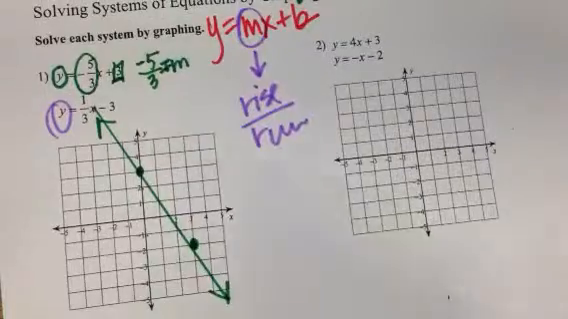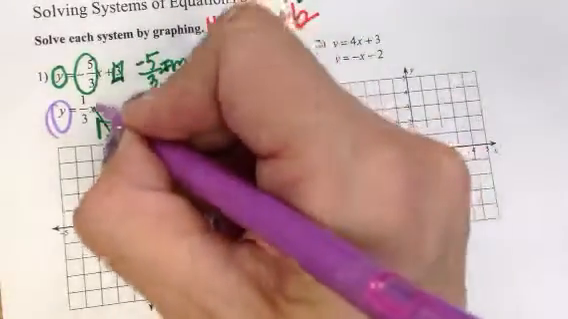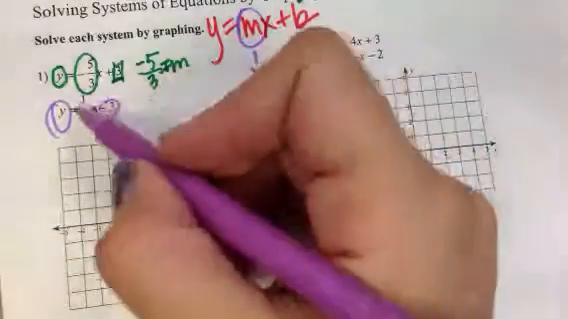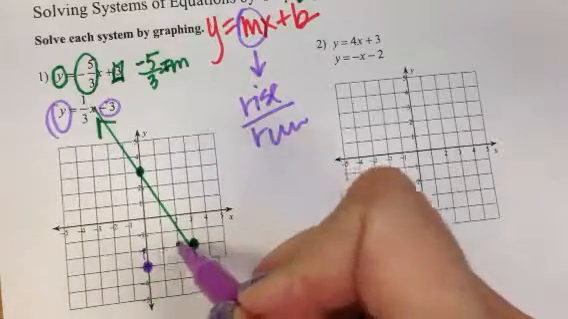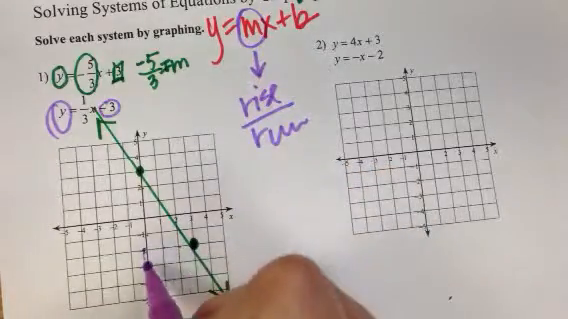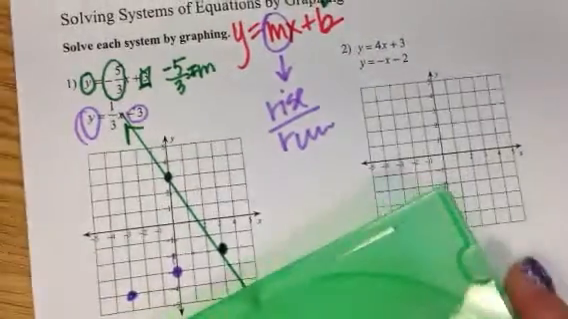The second equation is 1/3 x minus 3. I'm going to start my graph at negative 3. That's the b value. And from there, with my slope of positive 1 over positive 3, I'm going to go up 1 and to the right 3. And I could also reverse that pattern and go down 1 and to the left 3. And then I'm going to draw the line.